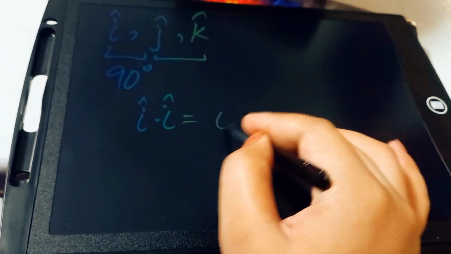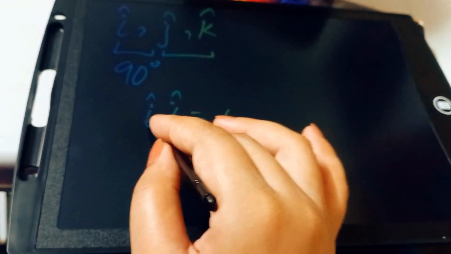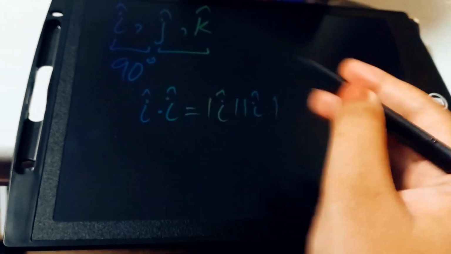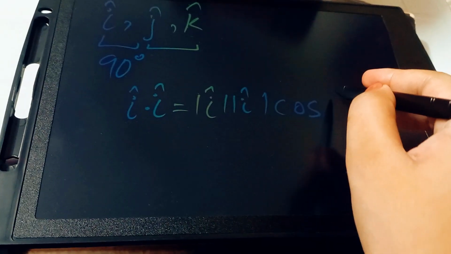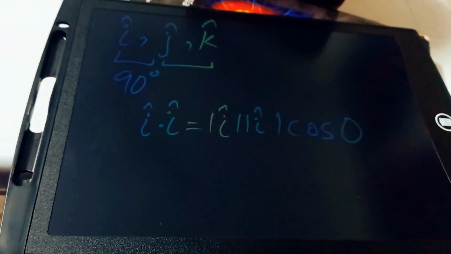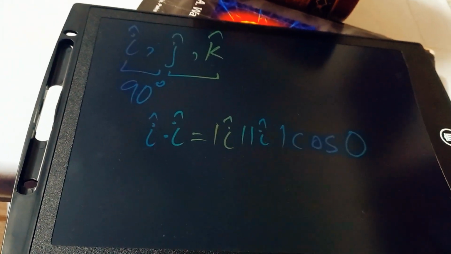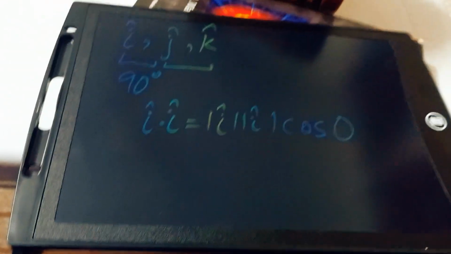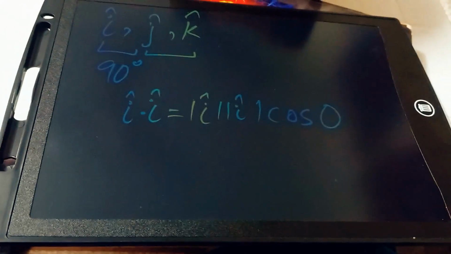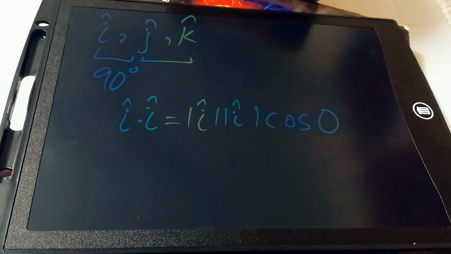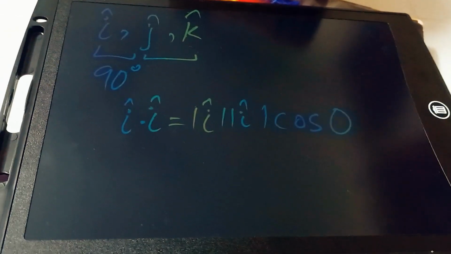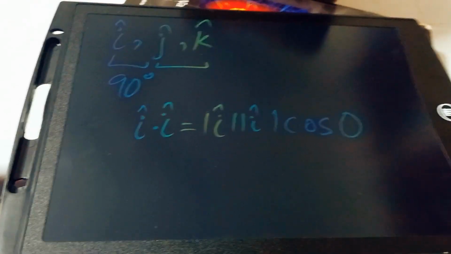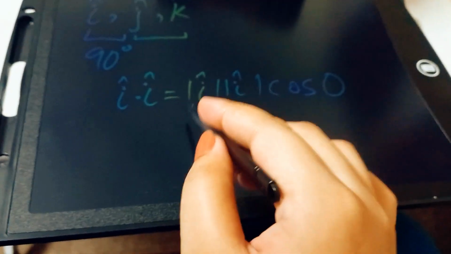So magnitude of the first vector, magnitude of i hat, into magnitude of the second vector, which is i hat again, cos of the angle between them, which is 0 degrees because they are similar vectors. Same vectors have 0 degree angle between each other because they are parallel. And you know about vectors that two vectors will be the same if their magnitude as well as their direction is the same. So same direction means they are parallel to each other, which means the angle between them is 0 degrees.